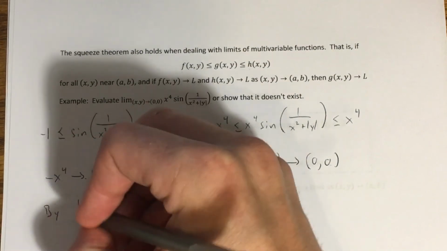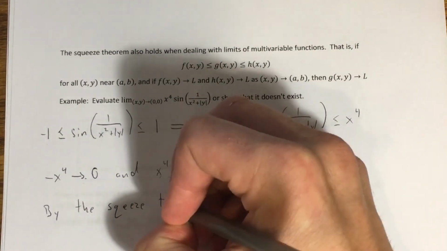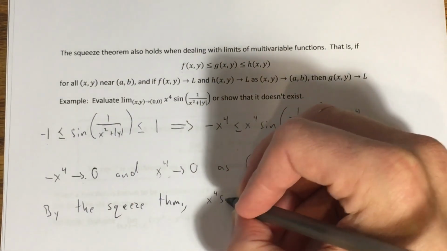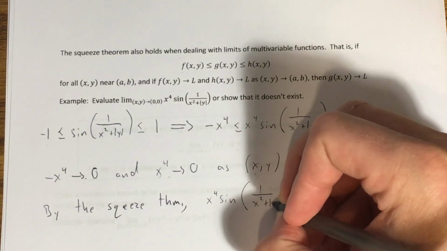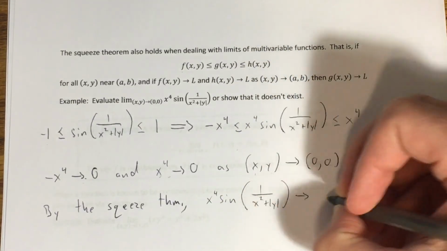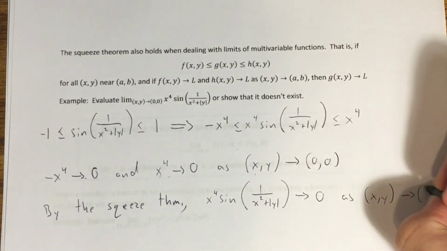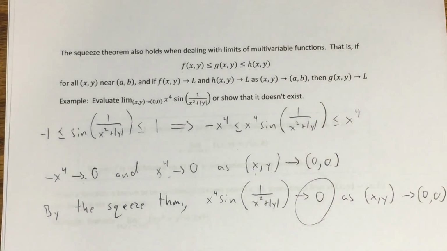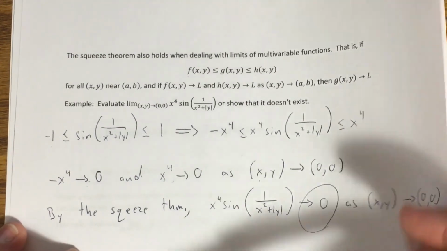So by the squeeze theorem, x to the fourth sine of 1 over (x squared plus absolute value of y) will approach 0 as (x,y) approaches (0,0). So there is our limit. This one had a limit, it existed, and the squeeze theorem was how we found it. Okay?